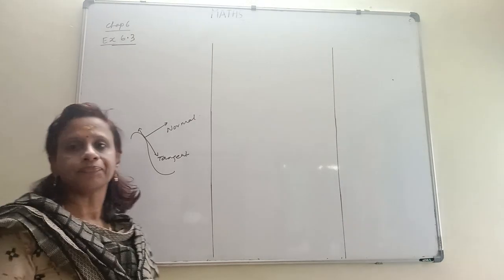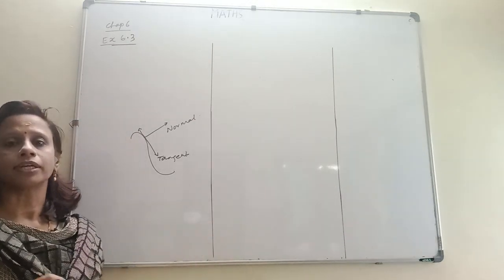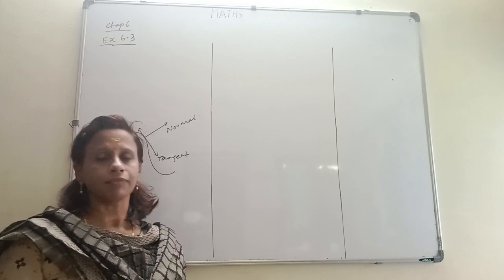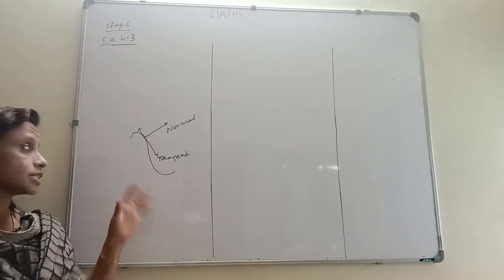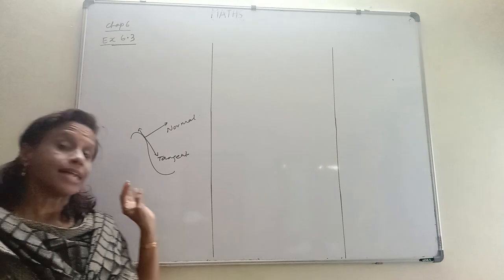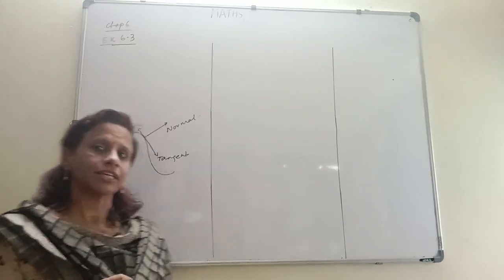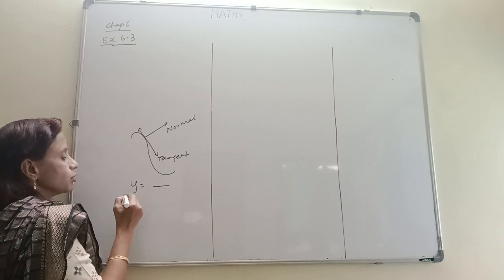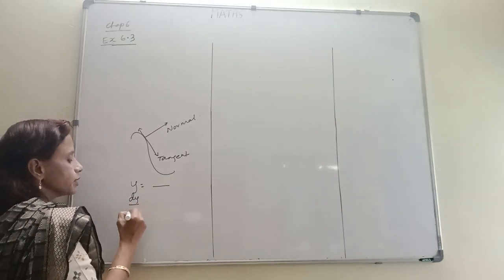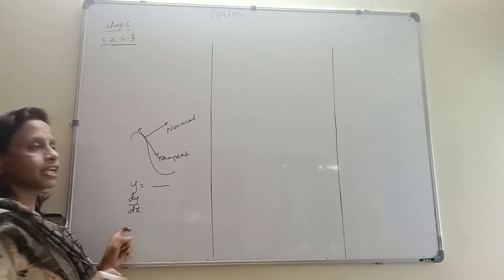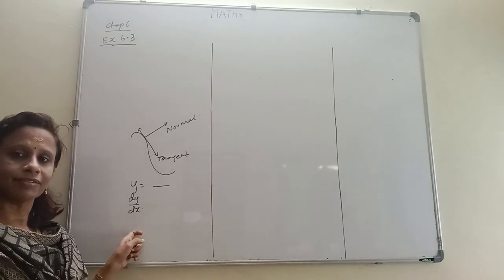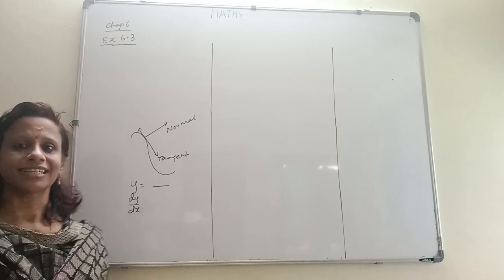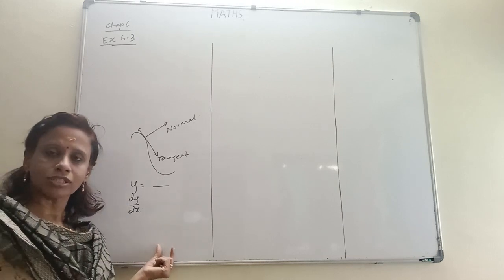So in this exercise we'll be finding the tangent and normal at a given point. They will tell you a point and we will find it out. Now this is the geometrical aspect. The algebraic aspect is how do we find it. They will give us a curve y equal to a certain thing. In order to find the tangent, we will find dy by dx. If we find dy by dx, that will give us the slope of the tangent.